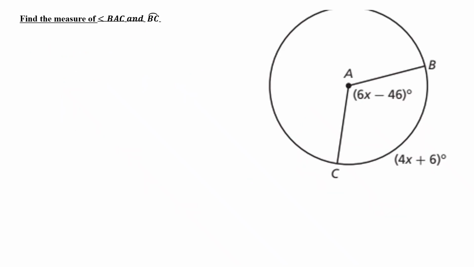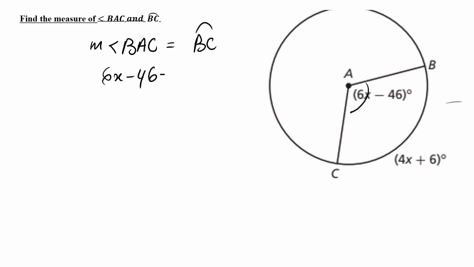Next question, find the measurement of angle BAC and arc BC. So BAC is a central angle, so the intercepted arc is equal to the central angle. First write down a general formula: measurement of angle BAC is equal to the arc BC. So angle BAC is 6x minus 46 and BC is 4x plus 6.